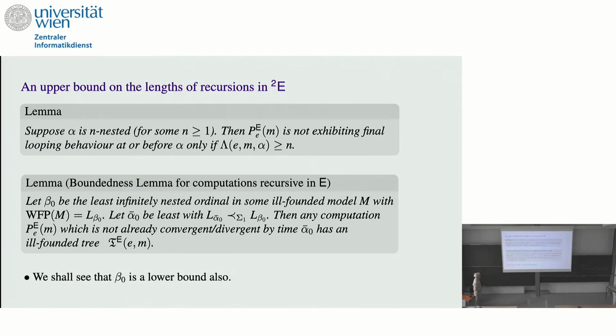So then the lemma says that any computation at all on some integer input, if it's not already convergent or divergent in the sense over there, then it's got an ill-founded tree, and it's going to crash. It's telling us every computation is either going to be convergent, divergent, or crashes by time beta 0. So that's the black hole, as it were. So everything is over, effectively, by then.